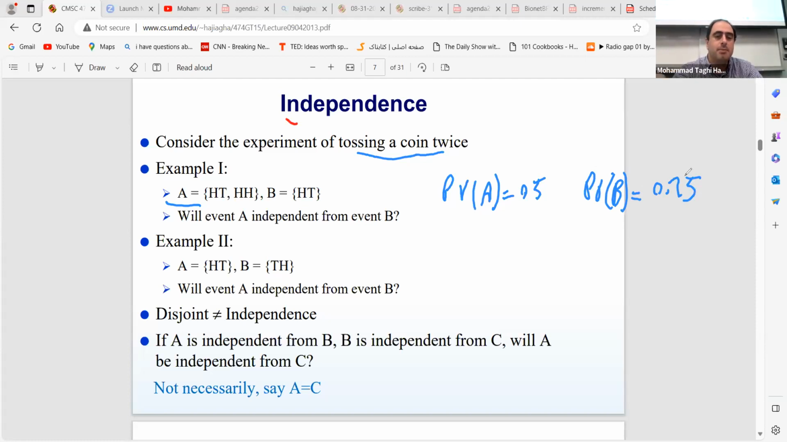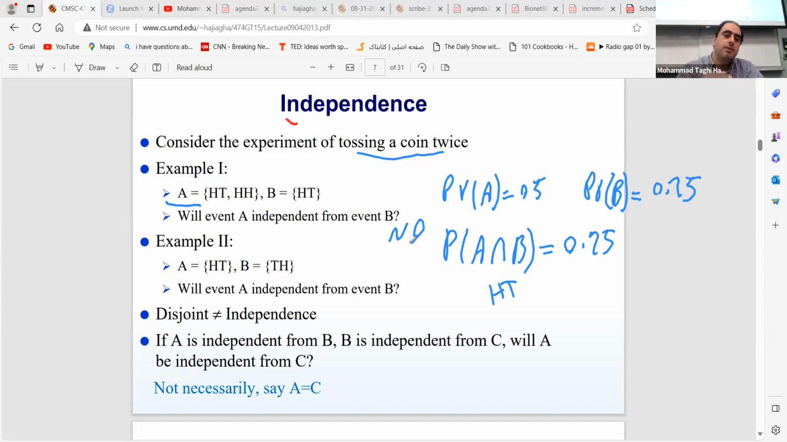Now if you want to say A and B are independent, you need to ask, what is the probability of A intersection B? The intersection would be just HT, so it would be 0.25. Now, is 0.25 equal to 0.25 times half? No. So it means that these are not independent. So the answer is no.